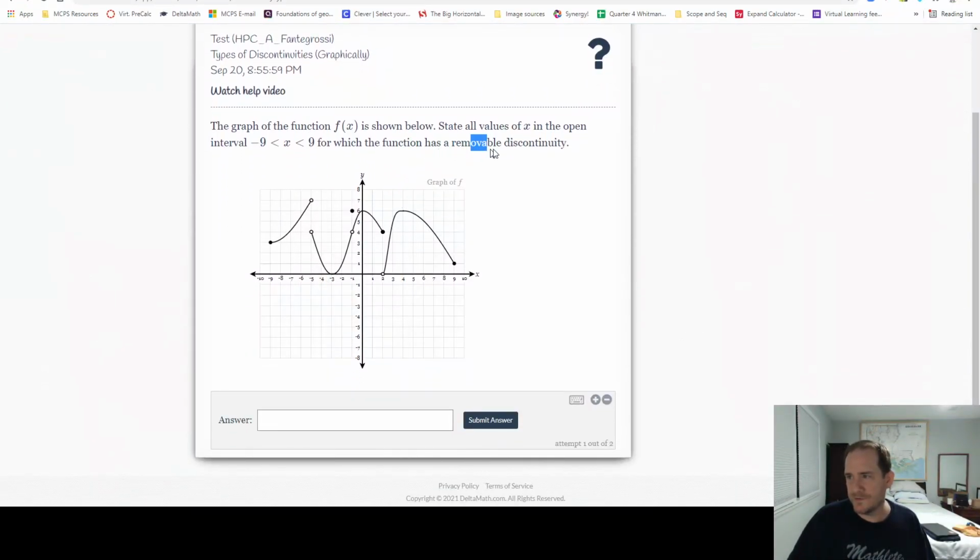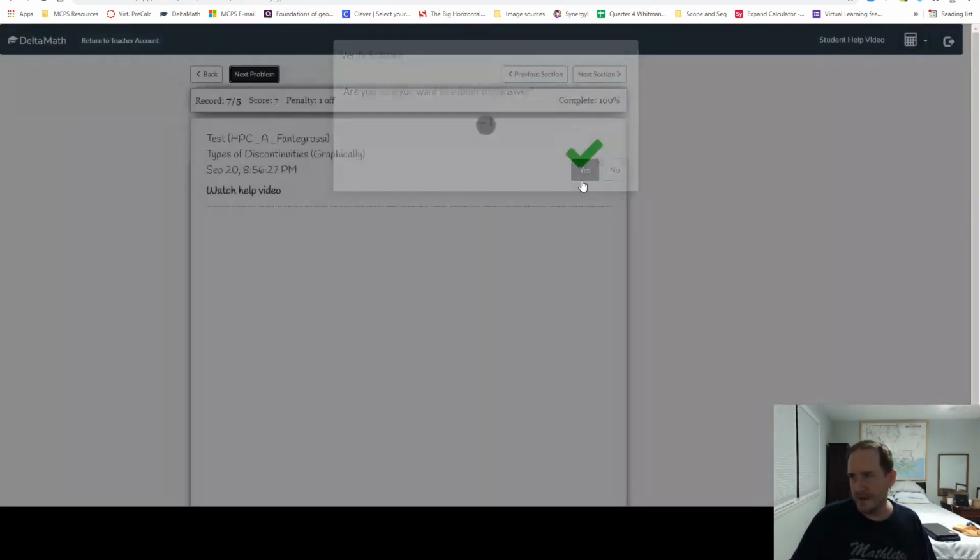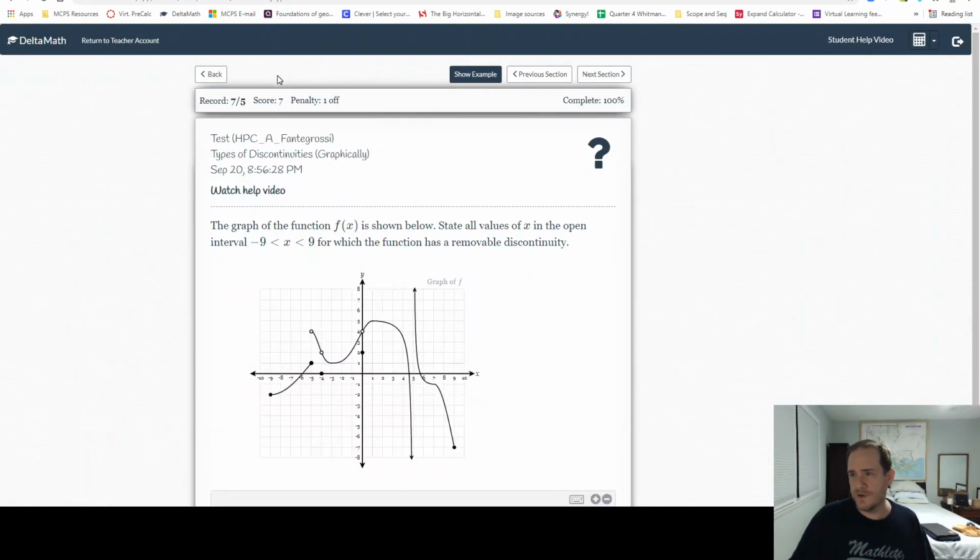They're asking now for the removables. For a removable discontinuity, we need the left and right hand limits to be the same. These limits are clearly different, so that's a jump. Here the limits are the same. So that's a removable at -1. Then you keep looking because it says state all the values. There could be more than one, but there isn't. Not this time. So submit. Yes. Super proud. Moving on.